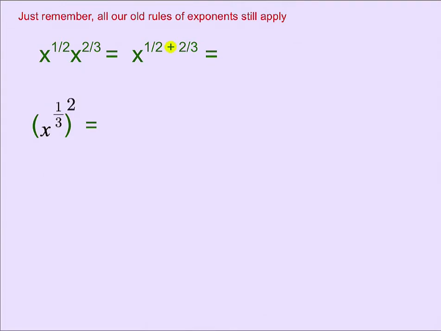Adding those fractions, I can do it on the side here just to show you. 1/2 plus 2/3. We'll do much more of this later in the year, but remember from earlier math classes you've learned you need to make a common denominator. So 1/2 is the same as 3/6, and 2/3 is the same as 4/6. So put them together and you make 7/6. So this is the same thing as x to the 7/6, which is the sixth root of x to the 7th.